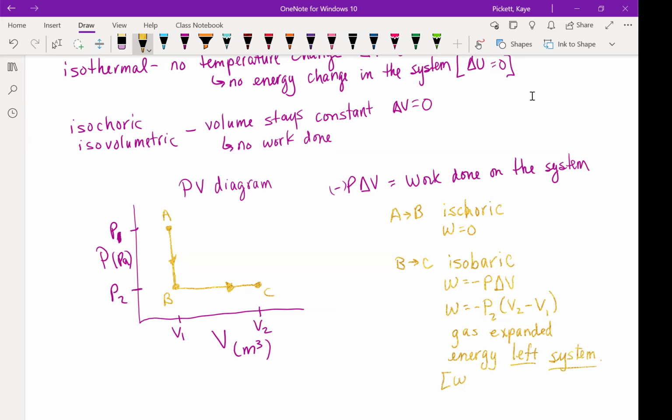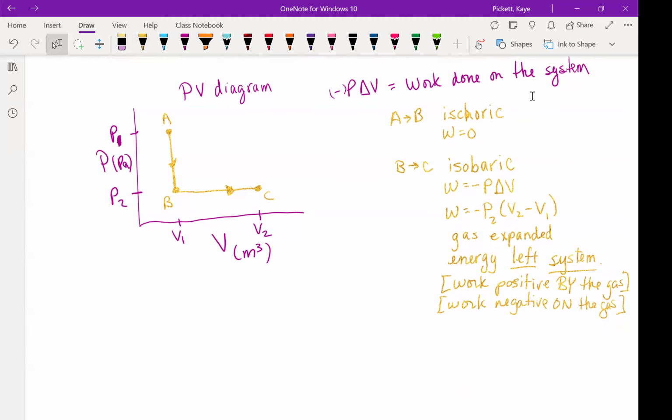Work was done positive by the gas, and work negative on the gas, which is the one that we will be using in this course. I like to bring those out because occasionally you will have a problem where it asks about work by the gas, and you just have to pay close attention to what you're being asked to do. So this is my work done negative.